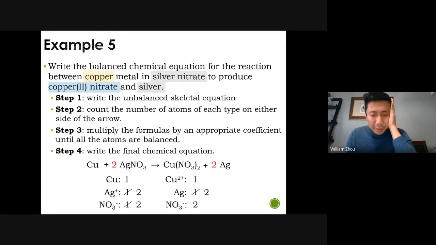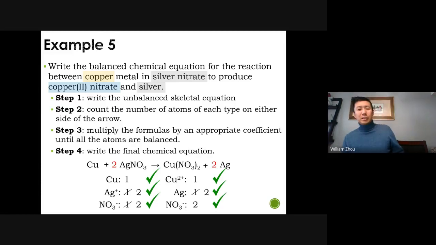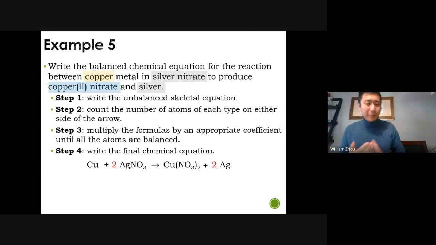Okay, let's do a recap. Copper, 1, 1, that's good. Silver, 2, 2, that's good. Nitrates, and we're good. So that's the answer right there. That's your final balanced equation. So copper plus 2 silver nitrates, you get copper II nitrate plus 2 silver metals.